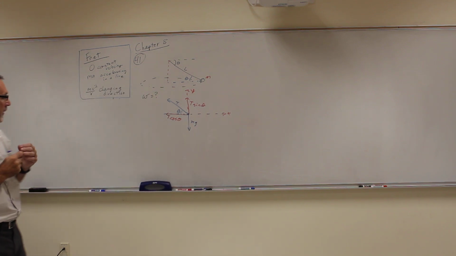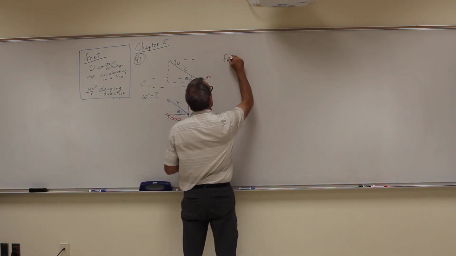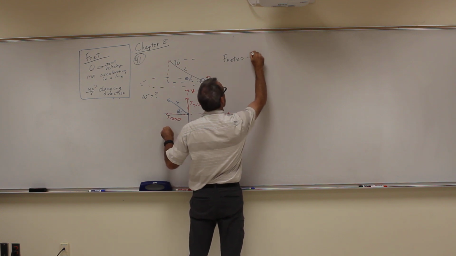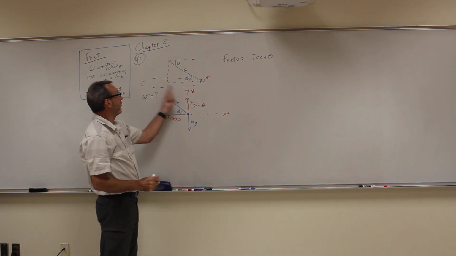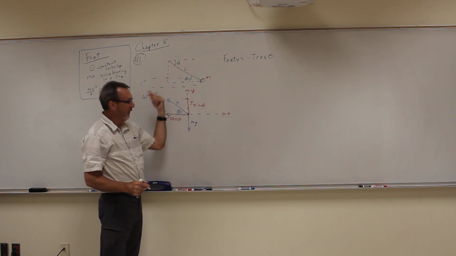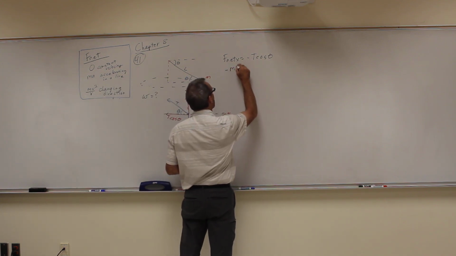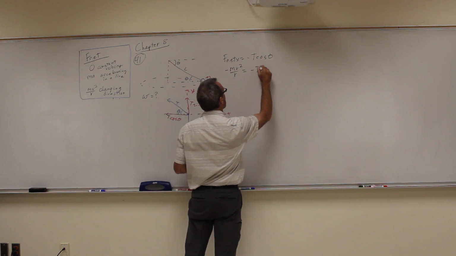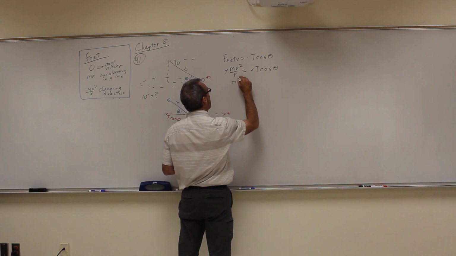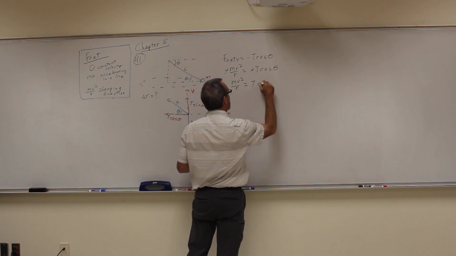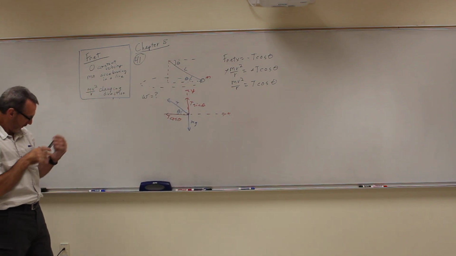So far, so good. Now we're going to do F net x. F net x is going to be equal to minus T cosine theta. That's all we have. But that's the direction it's going in a circle. So that has to be the centripetal acceleration. So this becomes negative mv squared over r is equal to negative T cosine theta. The negatives cancel out. You end up with mv squared over r is equal to T cosine theta. Now we don't know theta, we don't know T, so we can't solve that.